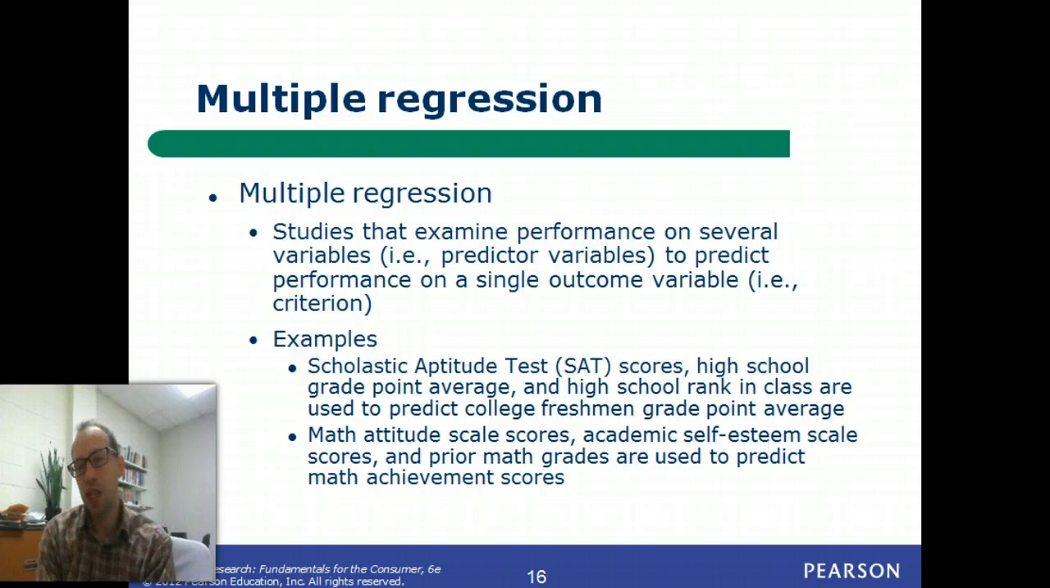Now, multiple regression is very similar to simple regression, except we have more than one predictor. And in college admission, for example, we might look at SAT scores, we may look at high school grade point average, high school rank. We may look at several factors and then create a single predicted value that we think you would get on college freshman GPA. And maybe in our admission, we want you to have a predicted value of 2.5 or higher, or we're not even going to admit you unless there's special circumstances. So multiple regression just has more than one predictor.